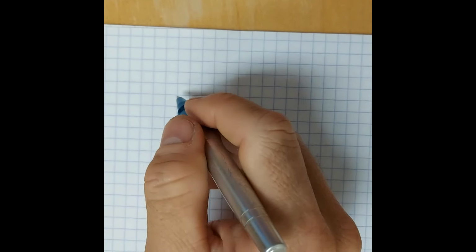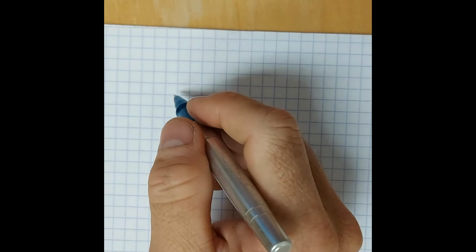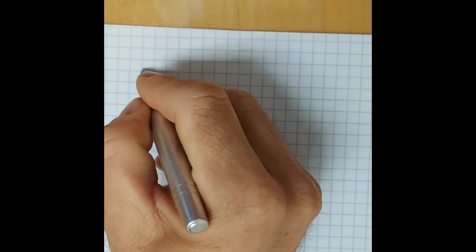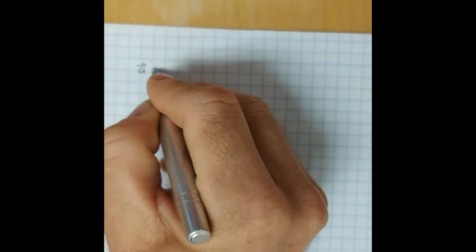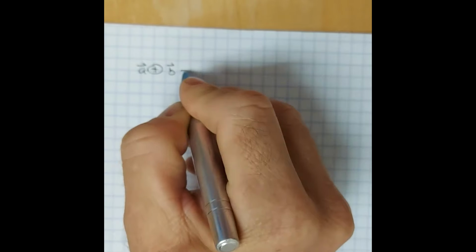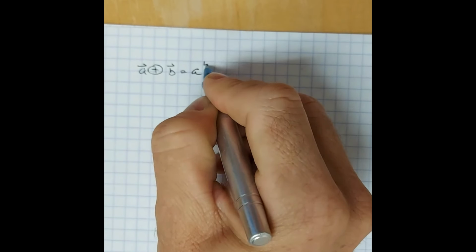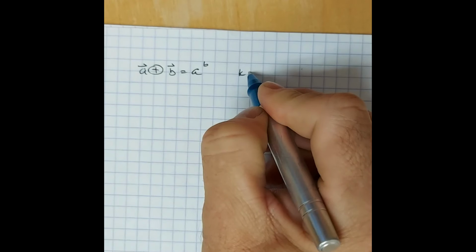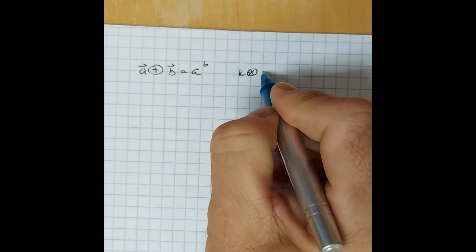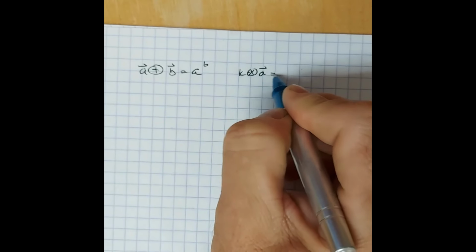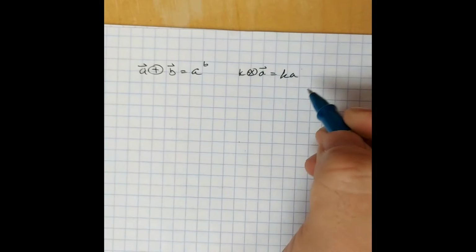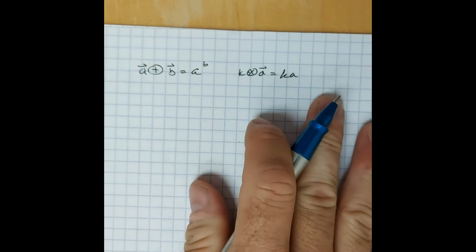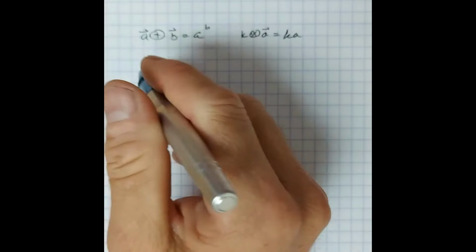This one, we had something that looked like this. We had a vector, call it A, and the addition A ⊕ B is going to equal A to the B. And we had k times A with the scalar multiplication, and that was equal to Ka. Okay, so we want to show that this is a vector space.